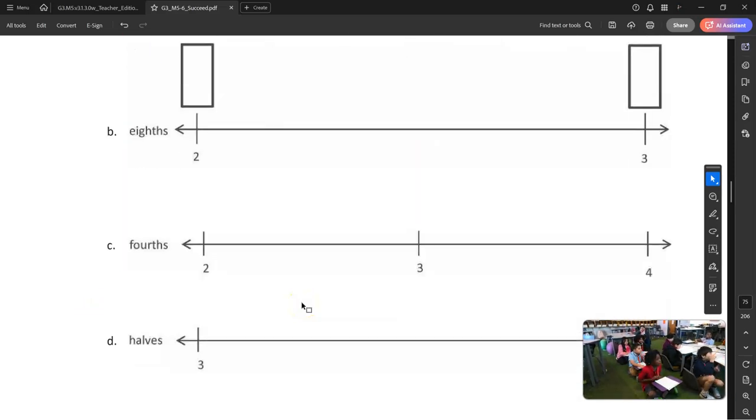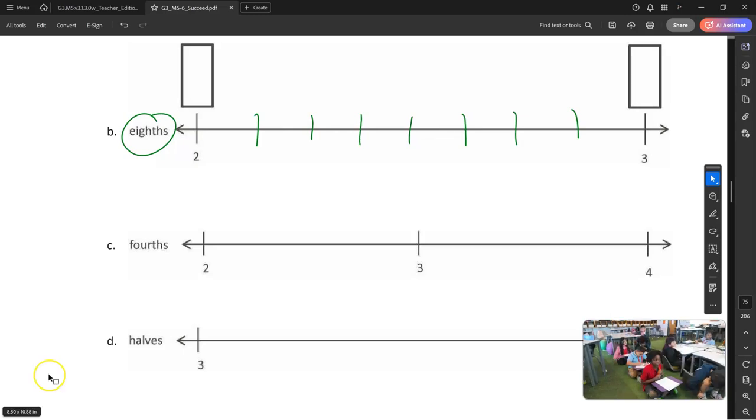The next one is eighths. So we start with 2 this time, but I still need to split into eighths. So I'm going to split into eighths, and we're going to label with eighths. Now, this one starts with 2. So what do you think our number is going to be here? We're counting by what? Eighths. How many times? 2. So what is it?